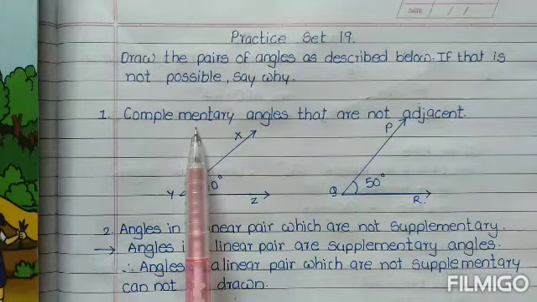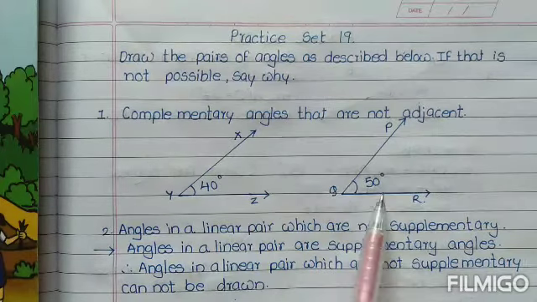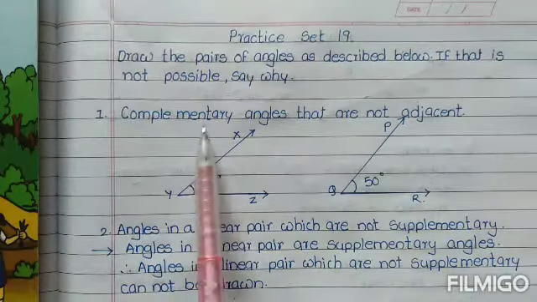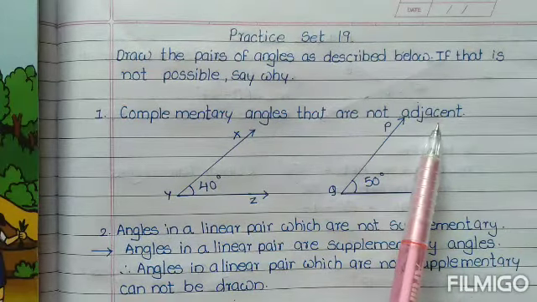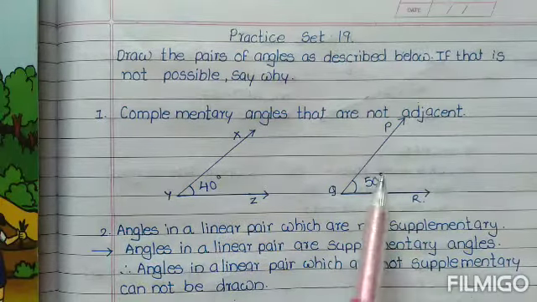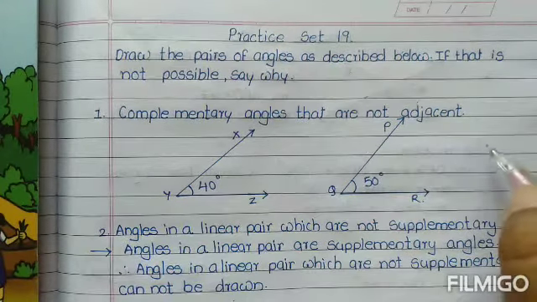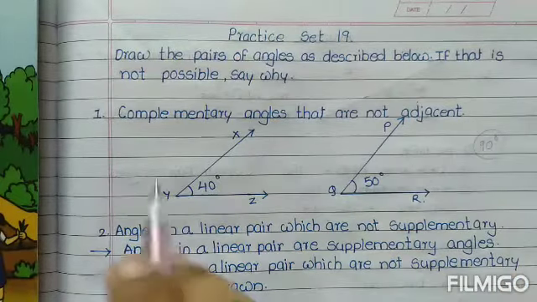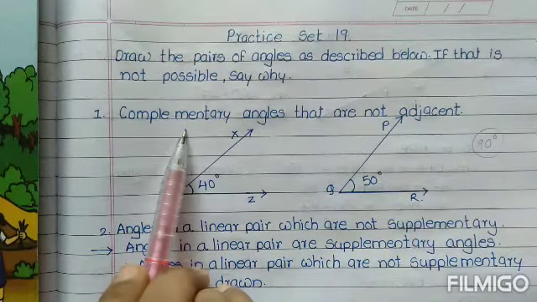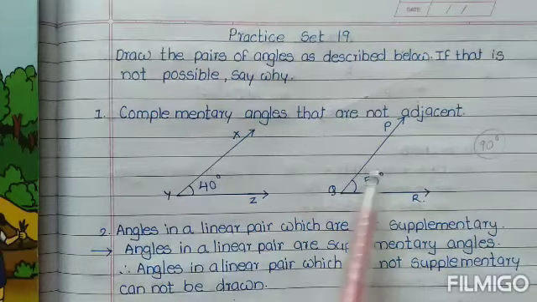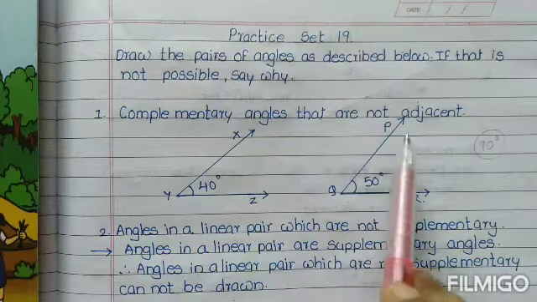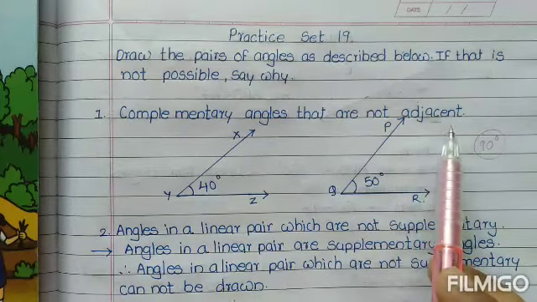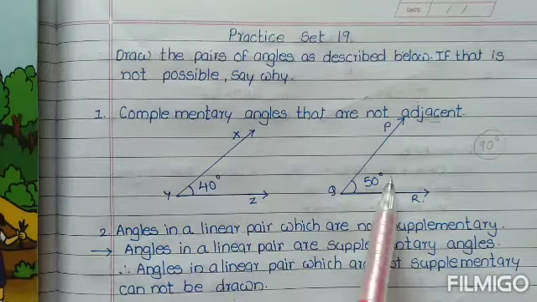Complementary angles means a pair of angles whose sum of measures is 90 degrees. I have to draw complementary angles, but they should not be adjacent. So I can draw any two acute angles whose measures add up to 90 degrees. That satisfies my condition: they are a complementary pair of angles, and both are separate. The arm is not common and the interior parts are different, so they are not adjacent. So I can draw any two acute angles.